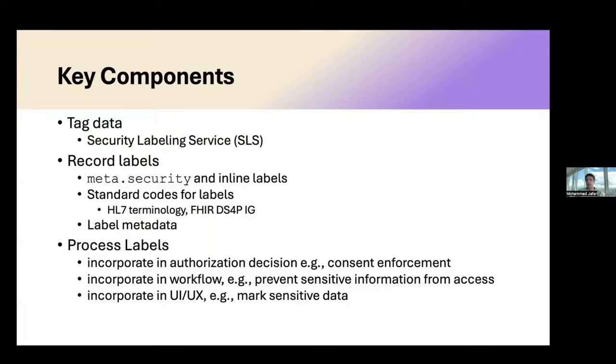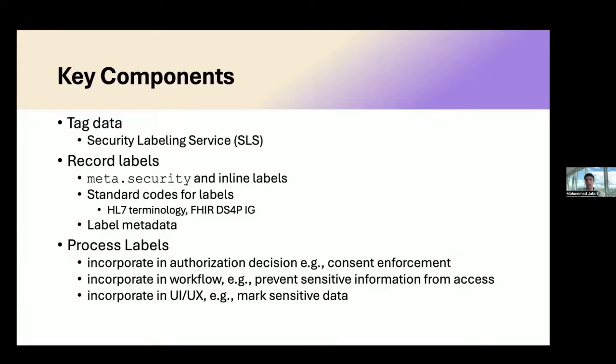We need standard vocabulary to use for the labels, basically how to say that, what is the word that we use for identifying, for example, substance use treatment. And that comes from the HL7 terminology, and some of those categories are referenced in the FHIR DS4P as well. And then there's the label metadata again. I will speak about this a little bit later. Label metadata is basically the additional metadata associated with labels that are useful for different use cases and also for the implementation to function properly.